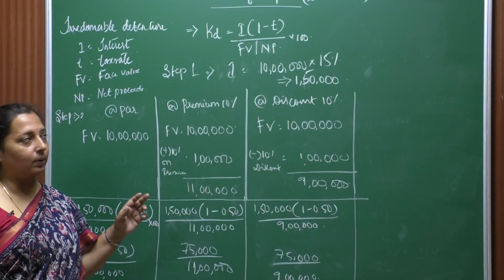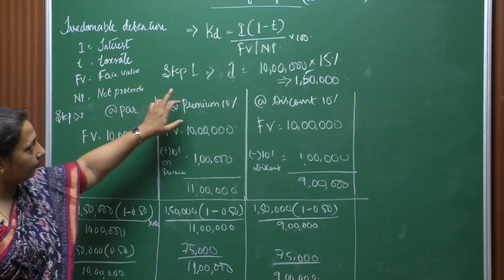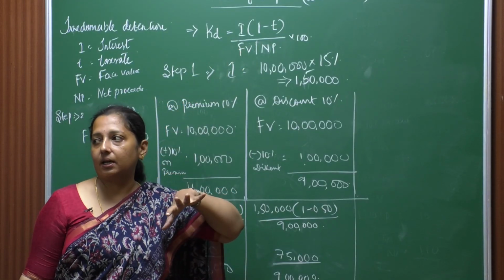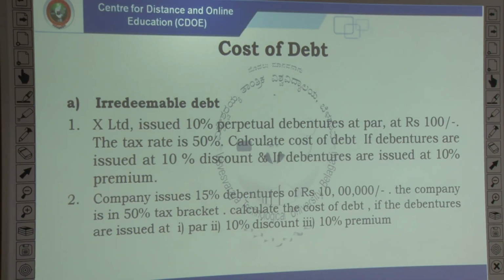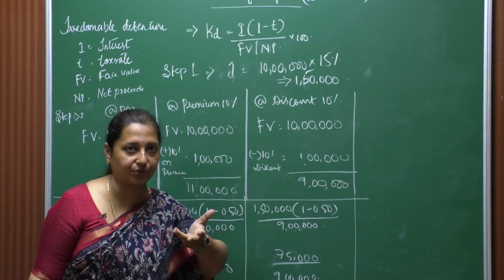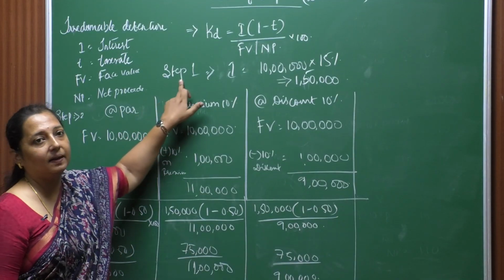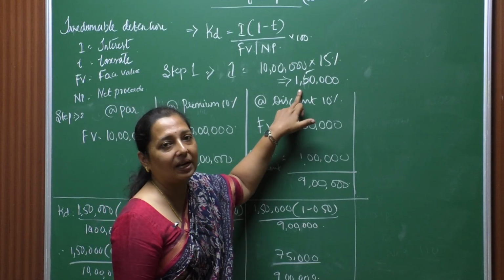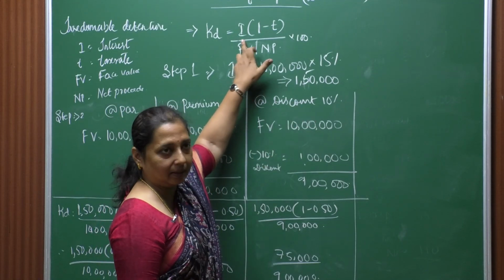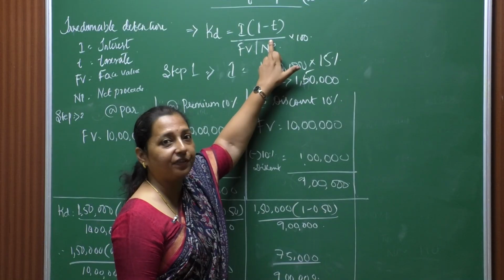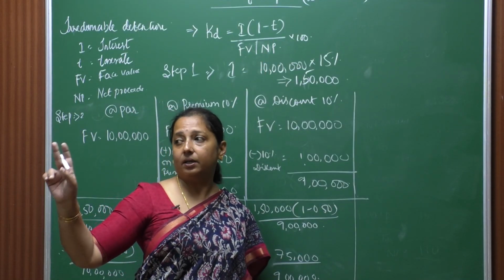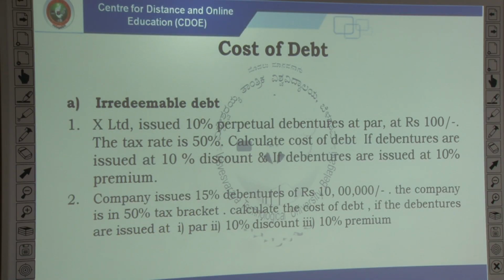So as per this problem, the face value of this particular debenture is 10 lakh rupees. 15% is your coupon rate or interest rate. So in step 1, you need to calculate the interest, that is 10 lakh into 15%, that gives you 1,50,000. We have the 50% tax bracket, 0.50, which has already been mentioned, and face value. Yes, they have asked you to calculate the cost of debt issued at par, premium and discount.